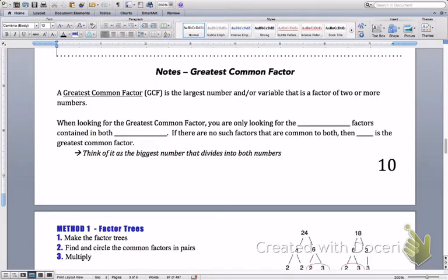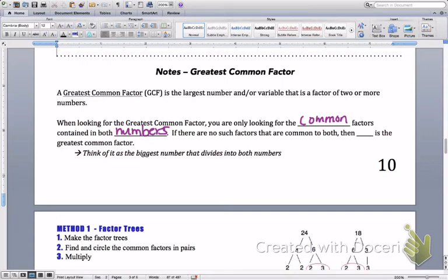So again, the greatest common factor, we call it the GCF, is the largest number and or variable that is a factor of two or more numbers. So I can find the GCF of 2, 3, or even a greater amount of numbers. And I can also do it with expressions where the numbers have a variable term attached to it. So when looking for the GCF, you are looking for the common factors contained in both numbers. So what is common between the two, the pair of numbers or the three numbers and so on?